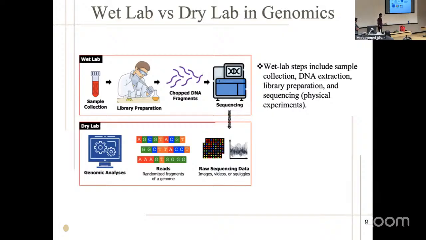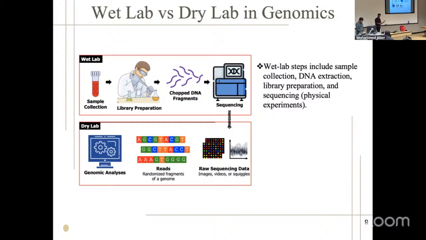In lab preparation, the DNA will be extracted, purified, and after that chopped into small fragments. And after chopping it into small fragments, we will give it to the sequencing machine. So this is the whole process of the wet lab.